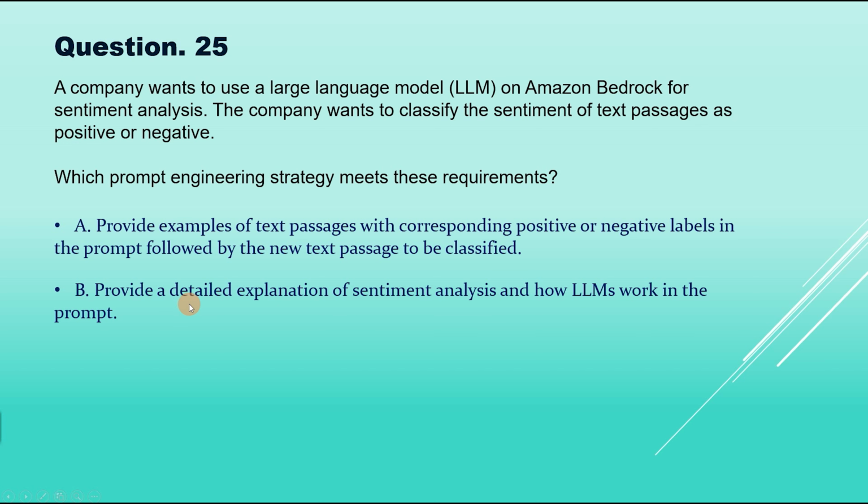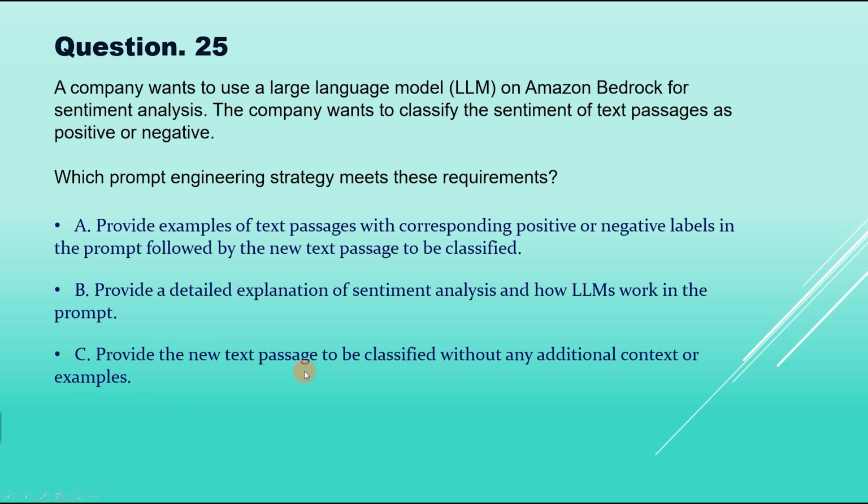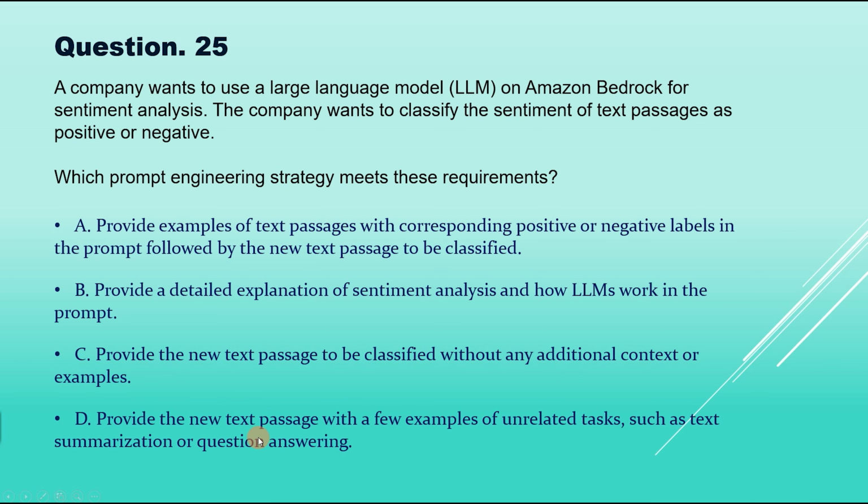Option B. Provide a detailed explanation of sentiment analysis and how LLMs work in the prompt. Option C. Provide new text passages to be classified without any additional context or examples. Option D. Provide the new text passages with few examples of unrelated tasks such as text summarization or question answering. So these options are a little longer, so take your time to guess the correct answer.